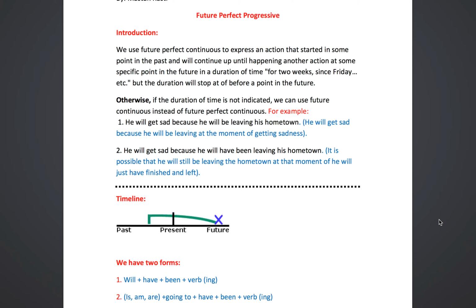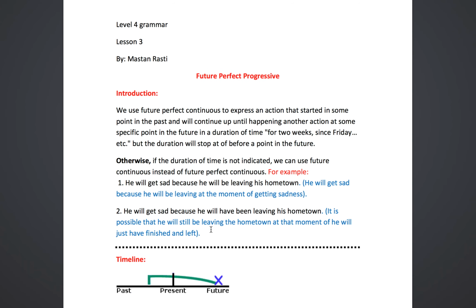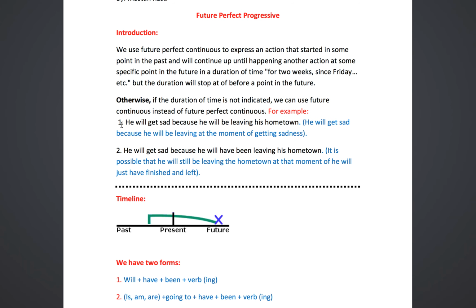Here the green sign is the first action that started at some point in the past and continued up until some point in the future, until the other action happens. That's how we use it. And we go back to here.